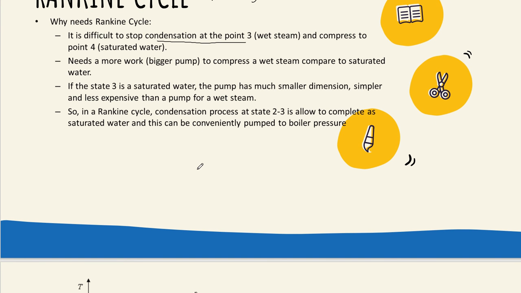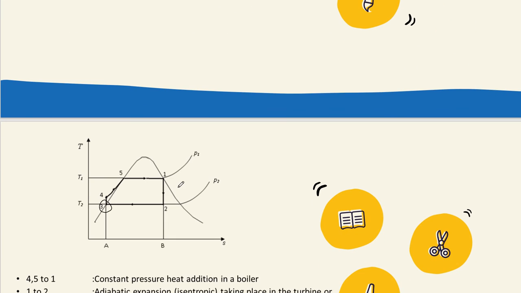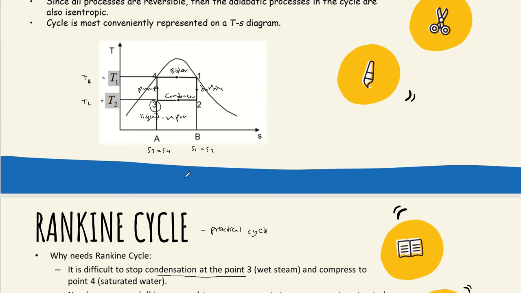Other than that, it needs more work, a bigger pump to compress a wet steam compared to saturated water. If the state 3 is saturated water, the pump has much smaller dimension, simple and less expensive. So that means for the point 3 at the Rankine cycle, the phase is saturated water. So the pump will compress the saturated water easier compared to the Carnot cycle that the region is liquid vapor or wet steam.